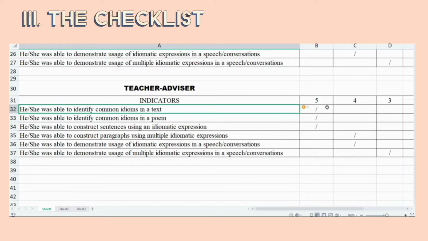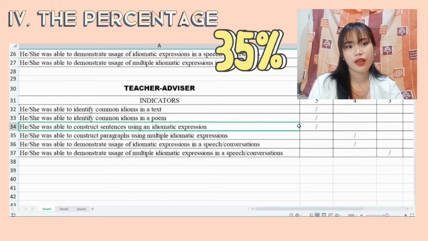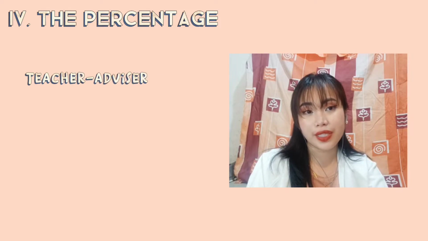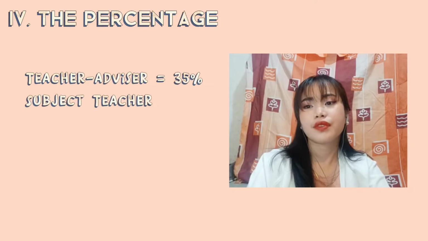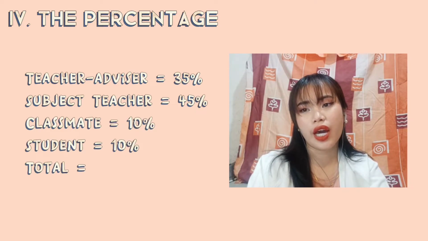But the teacher advisor also has the same rating as the subject teacher on the 6th indicator, which is a 3 rating, which means he or she also thinks that Chris can only do this quite good. We give the teacher advisor 35%. So the teacher advisor has 35%, 45% for the subject teacher, 10% for Chris, and his peer also has 10%. So let's move on.